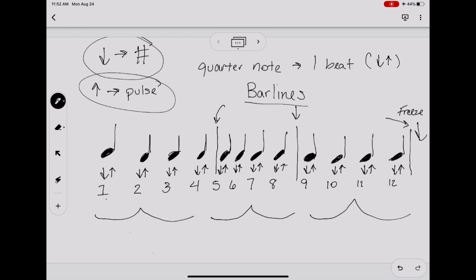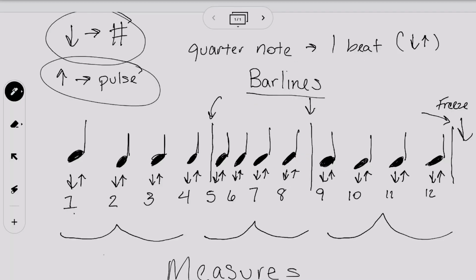Anybody? These are called measures. These measures right here are the small chunks that the bar line helped create, so we can answer questions about notes faster and easier. So with these bar lines, how many measures do I have? Let's do this together. This is measure 1. This is measure 2. And this is measure 3. So in total, we have 3 measures.